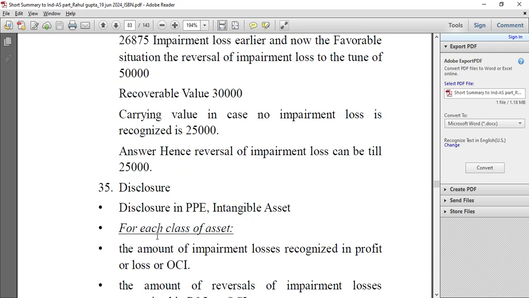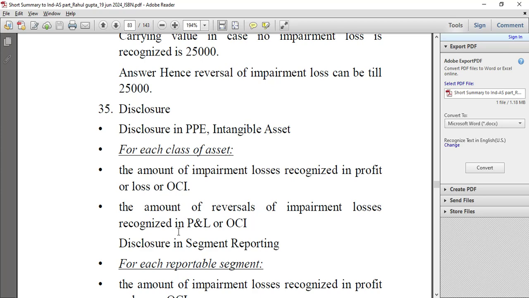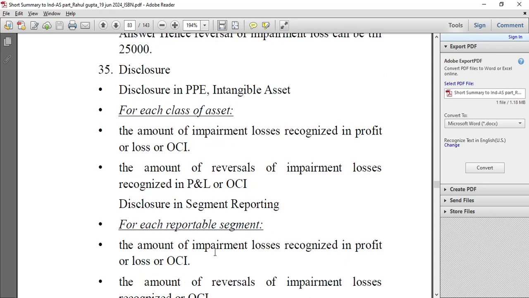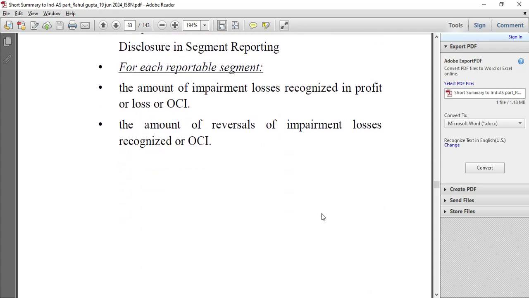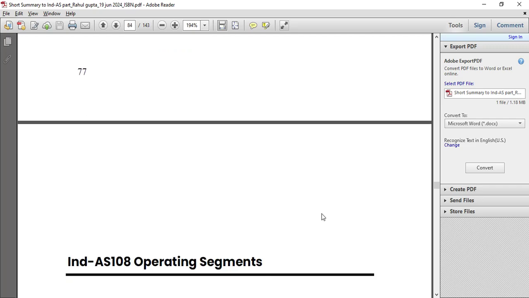Disclosure in PPE and intangible asset: for each class of asset, the amount of impairment loss recognized in profit or loss or OCI, and the amount of reversal of impairment losses recognized in P&L or OCI. Disclosure in segment reporting: for each reportable segment, the amount of impairment losses recognized in P&L or OCI, and the amount of reversals of impairment losses recognized in P&L or OCI.